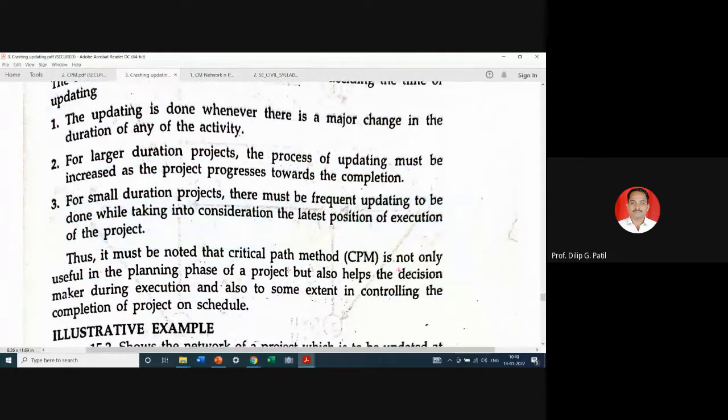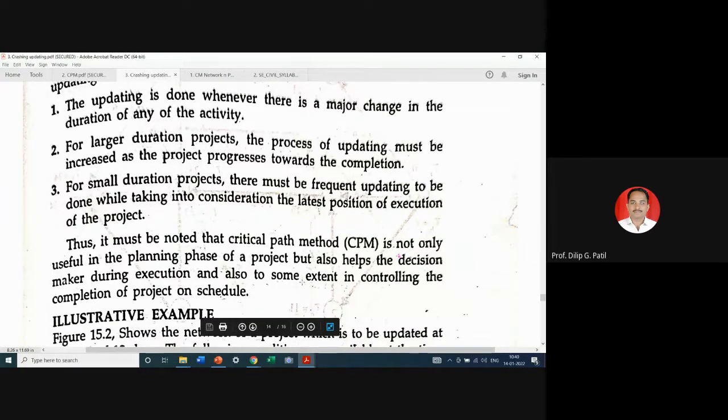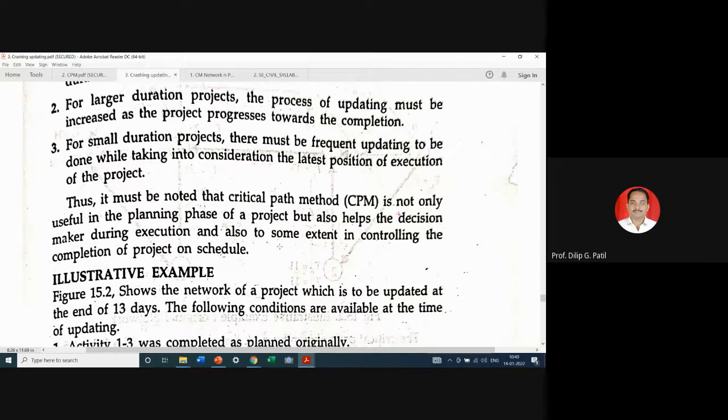So it must be noted that critical path method is not only useful in the planning phase of the project, but also helps the decision makers during execution and also to some extent in controlling the completion of project on schedule. So we can see critical path of the project network is important and that needs to be followed. And if there is change in that particular critical path, our project duration will also get changed.